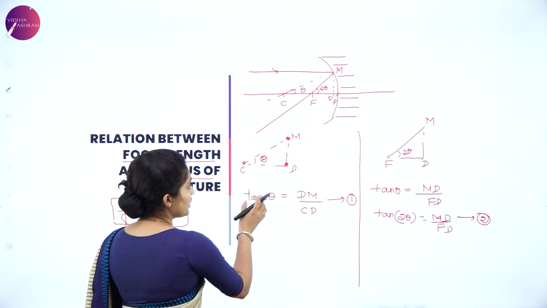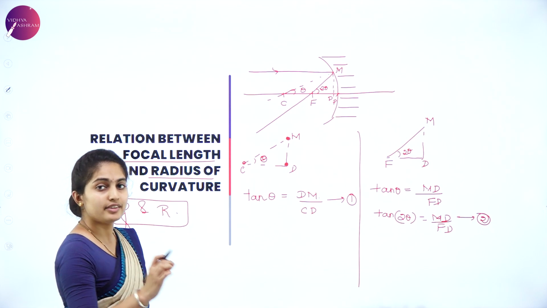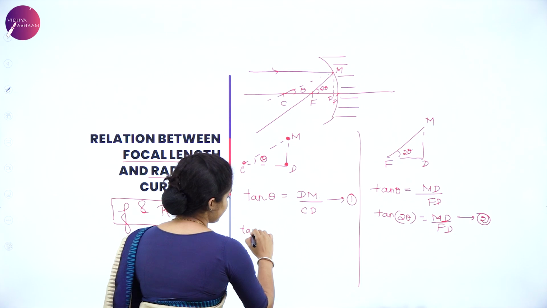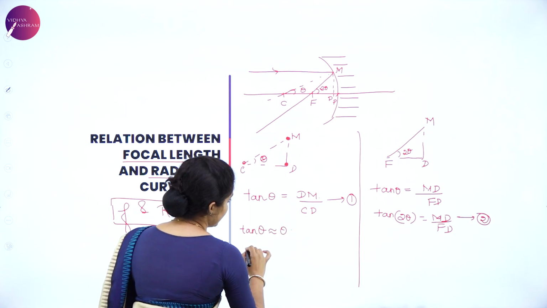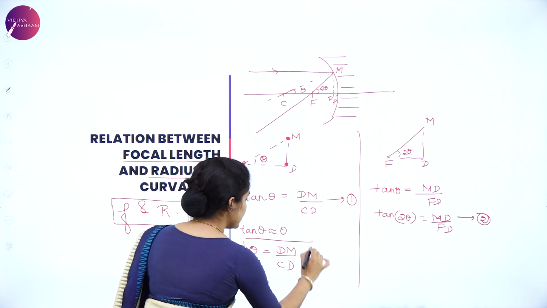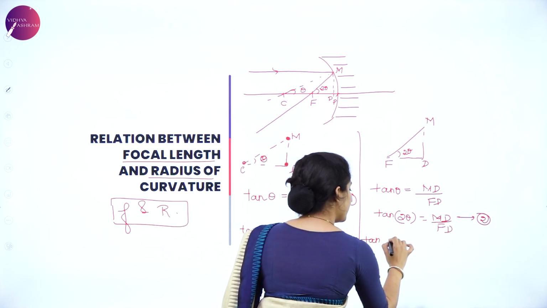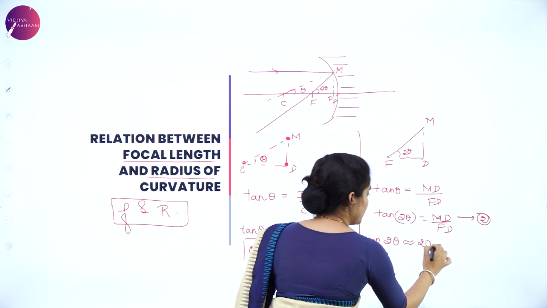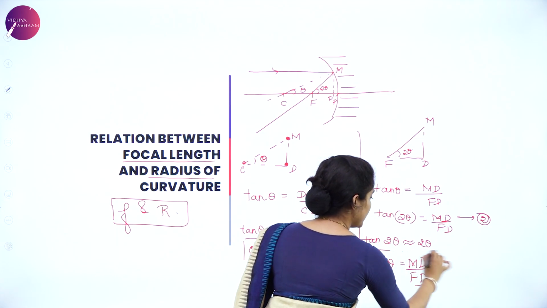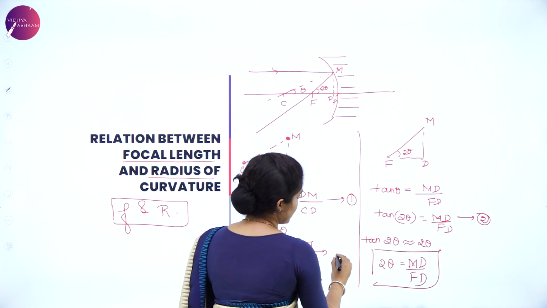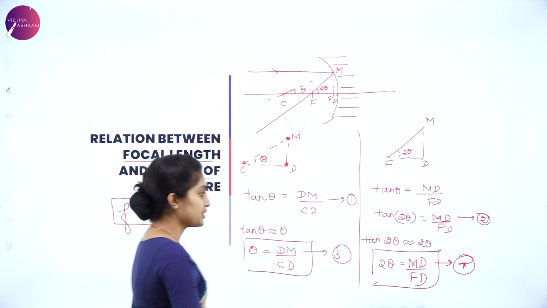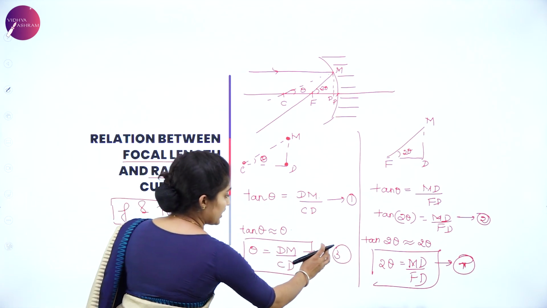Now if the angle is very small, then tan theta is approximately equal to theta, and it turns out to be theta is equal to DM by CD. Here tan 2 theta becomes approximately equal to 2 theta. So 2 theta is equal to MD by FD. Let us consider this as 3 and this as 4. Now we equate 4 and 3.